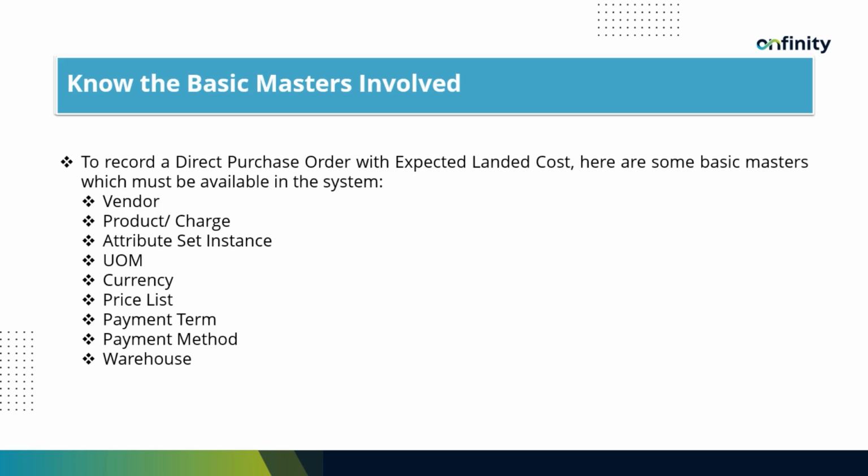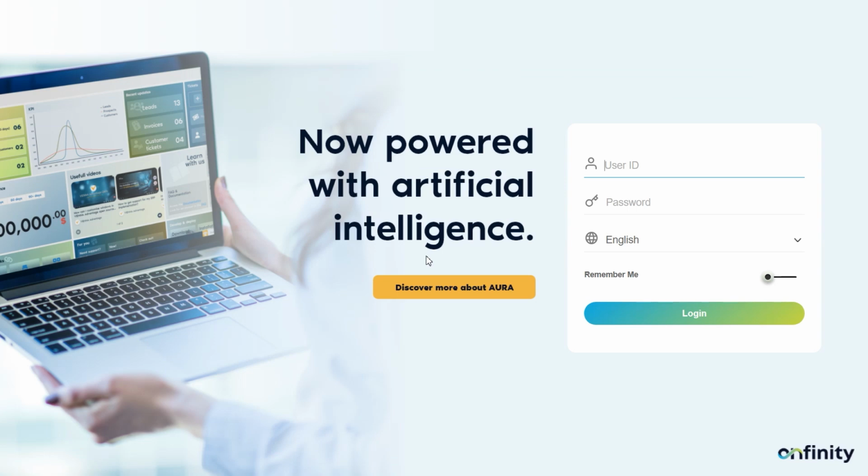If you'd like a deeper understanding of each of these master setups, you can refer to their dedicated training modules available in our training repository. Now that we have a basic understanding of the process, let's move into the Onfinity ERP system and walk through each step in the system. To get started, open the Onfinity ERP URL in your browser.